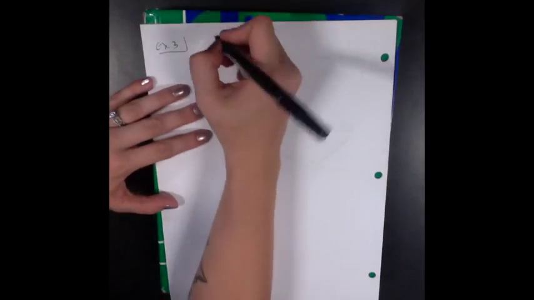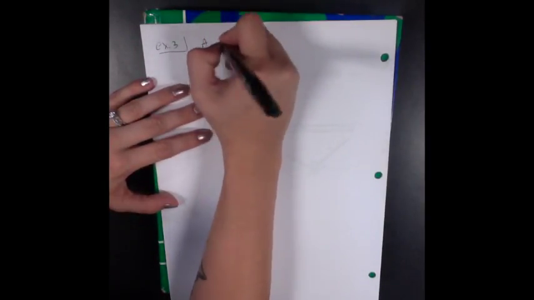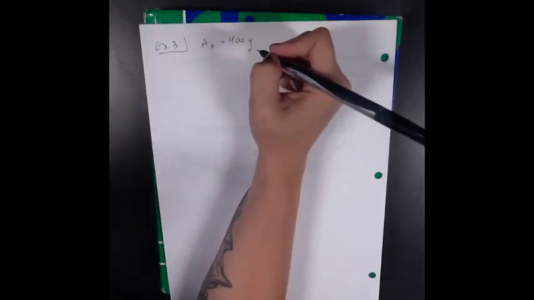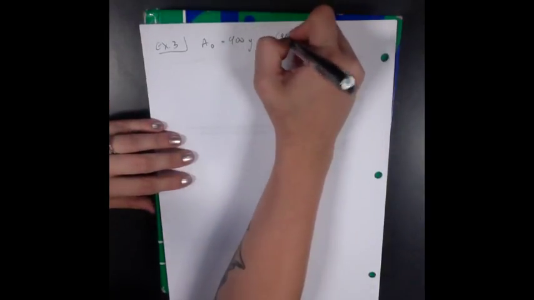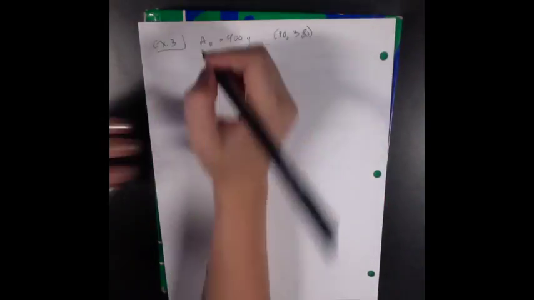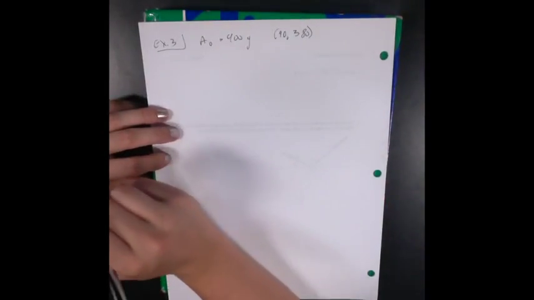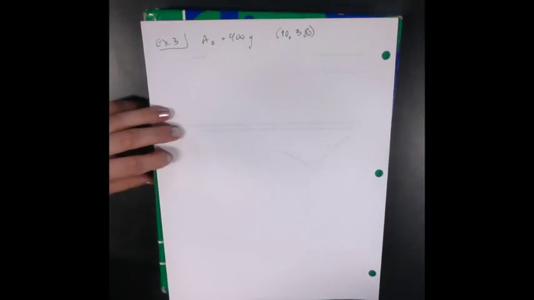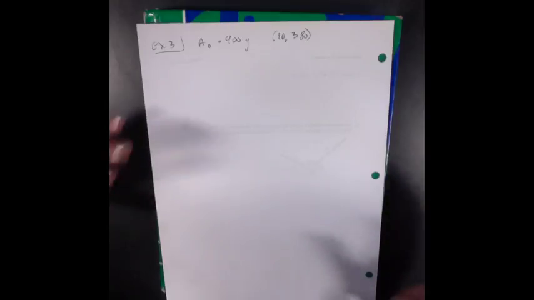Example 3, the amount of substance initially present was 400 grams, and after 90 hours, only 380 grams remained. Assume exponential decrease, which means that might change our formula, and it will, but I will show you what that looks like.